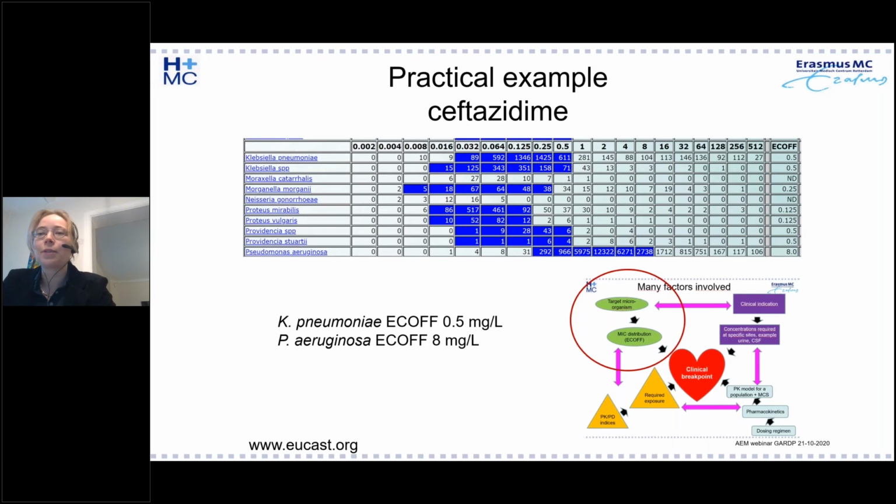And if you look at the Klebsiella pneumoniae here, you see that the wild-type distribution is from about 0.032 to 1.5 milligrams per liter, with an epidemiological cutoff of 0.5. For Pseudomonas, it's all higher. As you can see here, it's from 0.25 to about 8 milligrams per liter, and with an epidemiological cutoff of 8 milligrams per liter. So these are the two values that are important in the next slide.